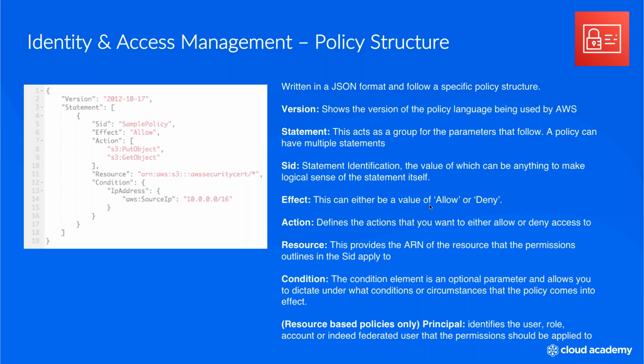Condition. The Condition element is actually an optional parameter. You don't need to have it, but it allows you to dictate under what conditions or circumstances the policy comes into effect. In my example policy, I have a single condition, which contains condition operators that specify the values of that condition. This condition is based on the IP address of the identity that it applies to. For this condition to be met, the source IP address of the identity trying to access the bucket resource using either s3:PutObject or s3:GetObject must be in the network range of 10.0.0.0/16.